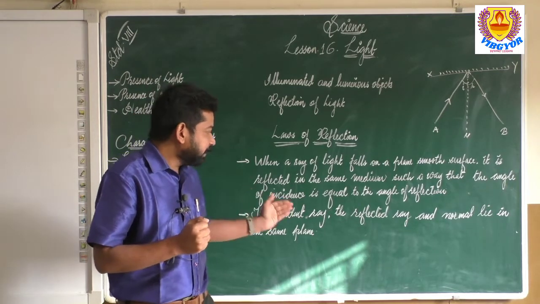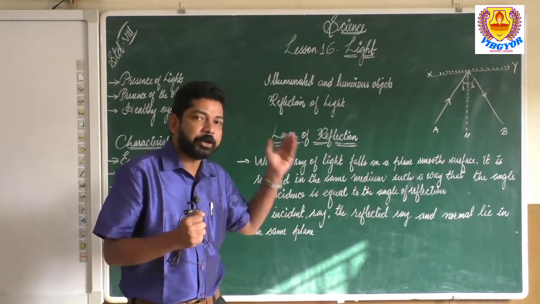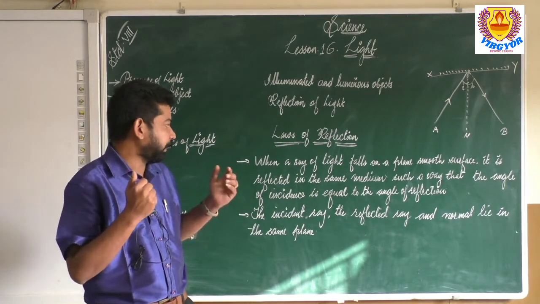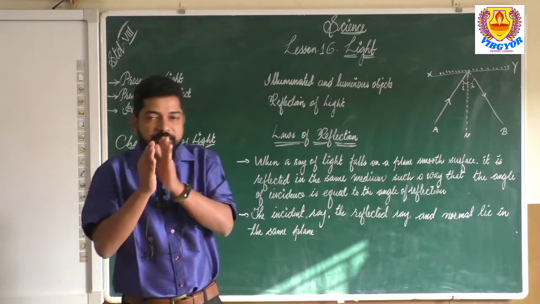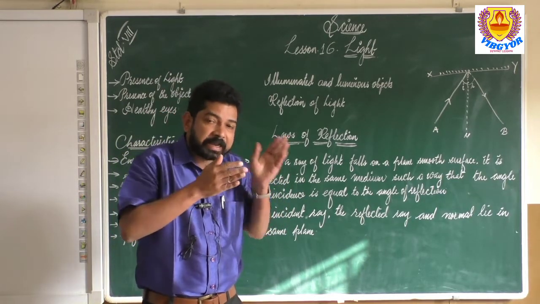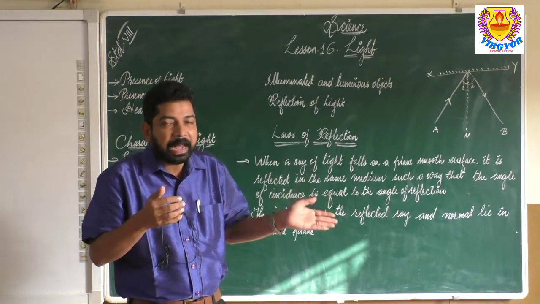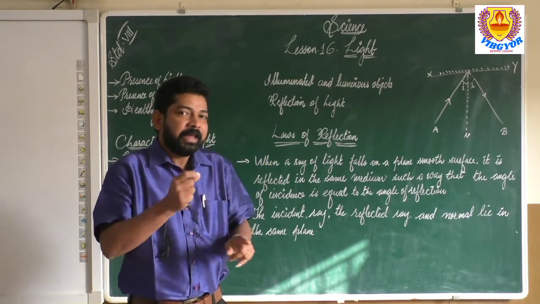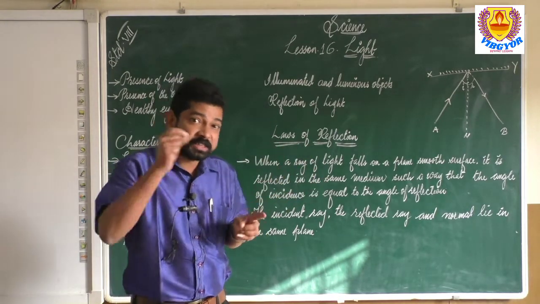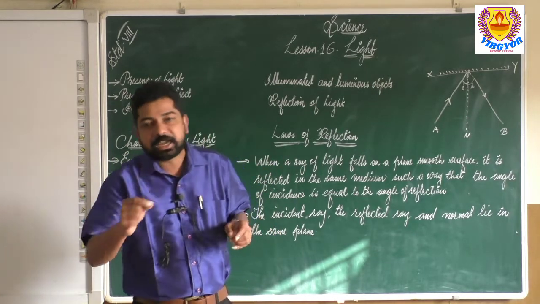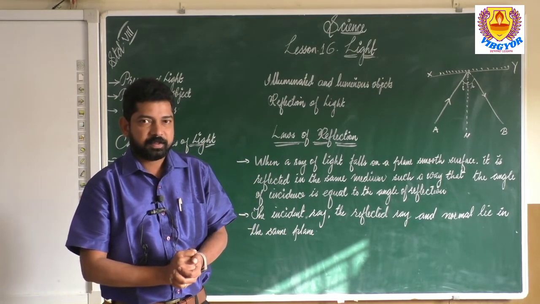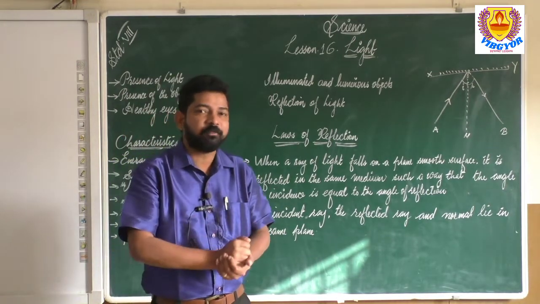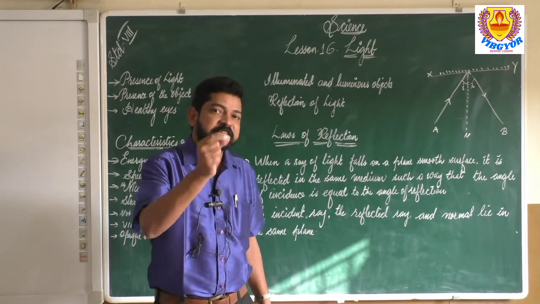Second law: the incident ray, the reflected ray and the normal lie in the same plane. I will say the first law once again. When the light falls on certain objects, a part of it will be reflected. It reflects in such a way that the angle of incidence is equal to the angle of reflection. This is the essence of the first law.